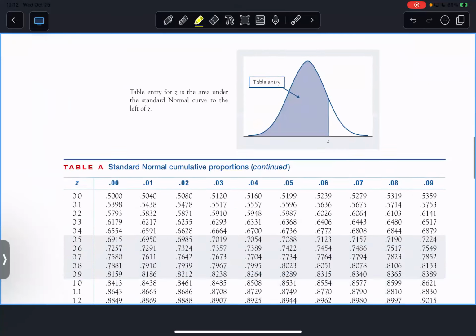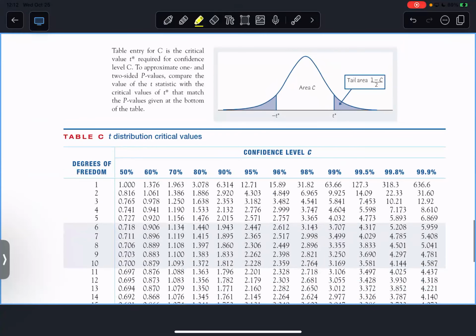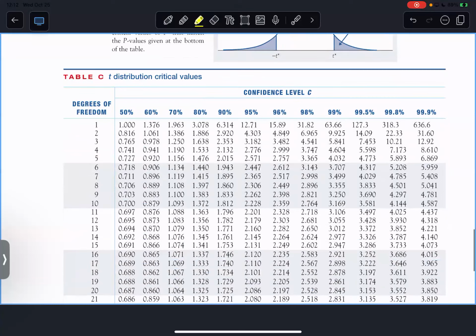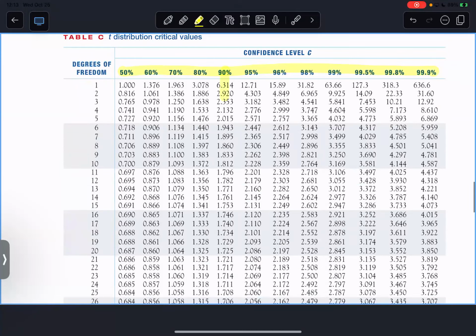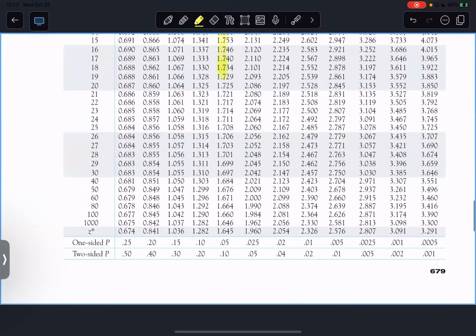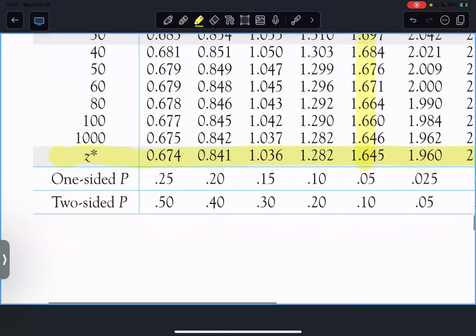Fine, just a sneak preview of the T table. This is the T table, slightly different. We could have only used the T table. Notice all we care about for now, not the degrees of freedom, is we've got these confidence levels up top. And if I want a 90% confidence level, just ignore everything in the sandwich until down here at the bottom, you've got a Z star.